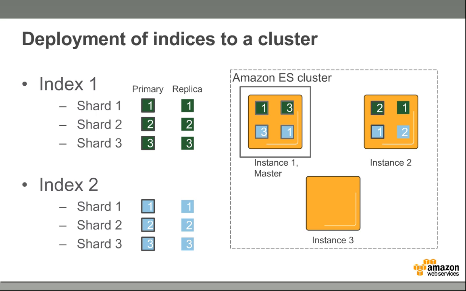Each shard is its own Lucene index and gets deployed to a cluster. So for this example, we have 2 different indices within a cluster, index 1 and index 2, and each of those indexes has 3 shards: shard 1, 2, 3.